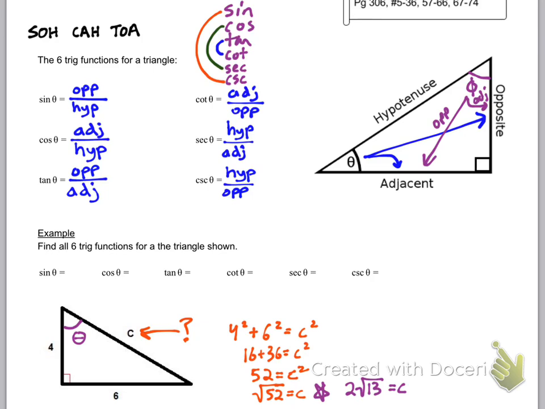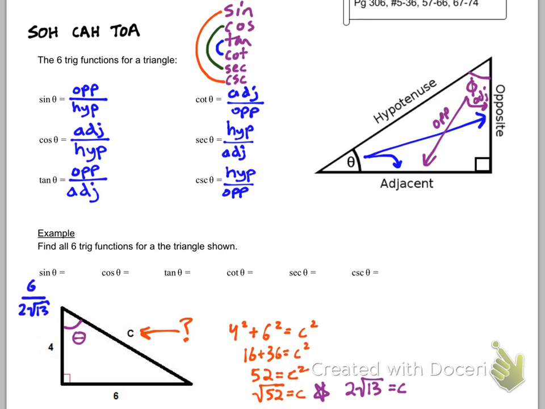That is why we call them cofunctions, because you notice up here where I've got theta and then phi, sine of theta is cosine of phi, and tangent of phi is cotangent of theta. So if you switch the angle, it switches each of the cofunctions.